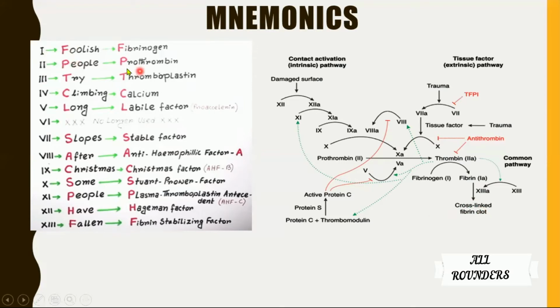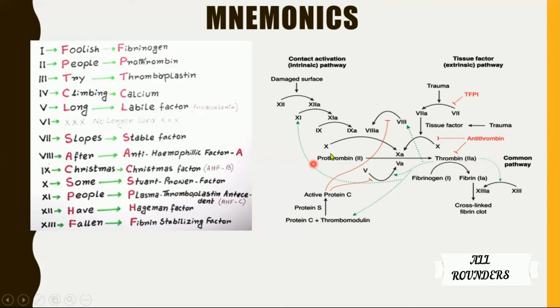The second one is foolish people. People stands for prothrombin. This prothrombin is also an important factor of the common pathway of the coagulation cascade. Prothrombin is converted to thrombin, and that thrombin converts fibrinogen into fibrin. This prothrombin is factor number 2, which is converted into thrombin, which is activated factor number 2.